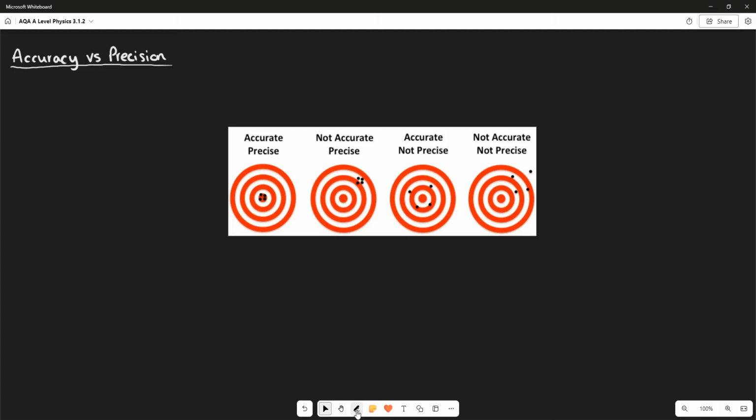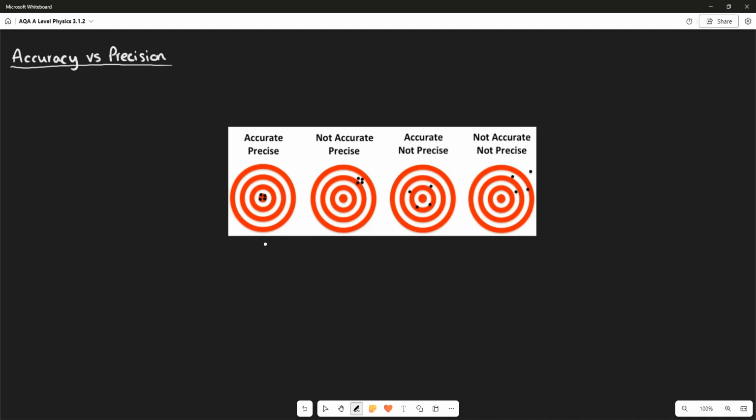Hello and welcome to Limitations of Physical Measurements. We're going to start off by describing the differences between accuracy and precision. These diagrams here are very often used to demonstrate the difference between these terms, and so I'm going to use them. You might find that they are in your textbook.